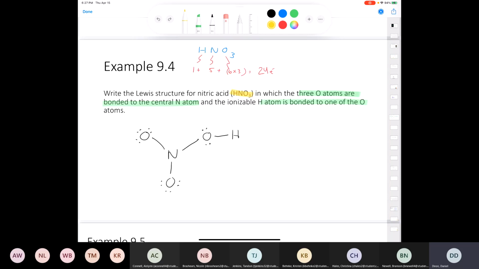Excellent. Good. The nitrogen has 1, 2, 3, 4, 5, 6. It's not surrounded by an octet, is it? No, it's not. Well, what if I took one of the pairs of electrons from one of these oxygens, and then I made a bond like this. Now, and I could have done it with this one as well, but now you see that my nitrogen is surrounded by 1, 2, 3, 4, 5, 6, 7, 8. And all 3 of the oxygens have a complete octet. Here we go.